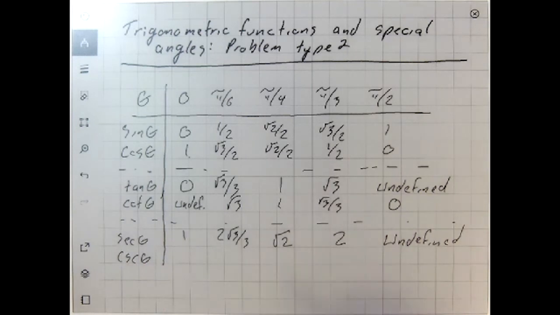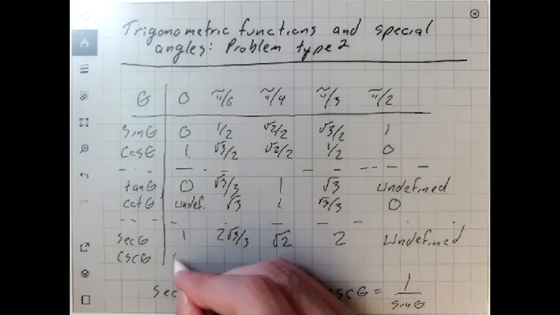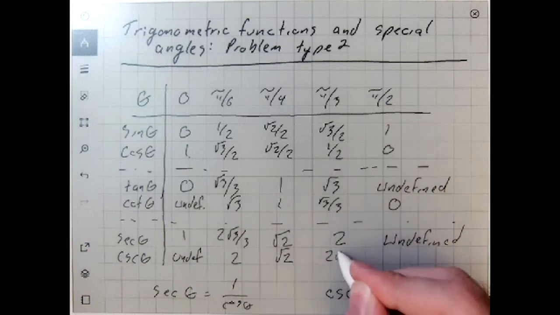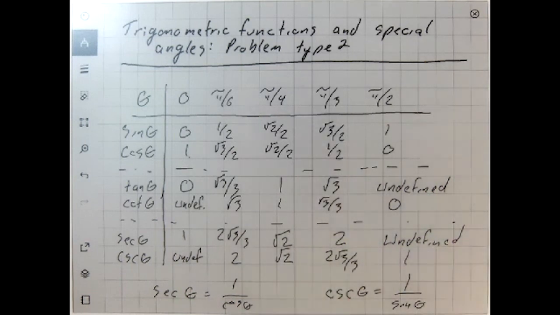Cosecant, reciprocal of sine. And again, just like sine and cosine are the same thing reversed, secant and cosecant will be the same values reversed of each other. So cosecant of 0 is undefined, cosecant of pi over 6 is 2, and then root 2, and then 2 square root of 3 over 3, and then cosecant of pi over 2 is 1.